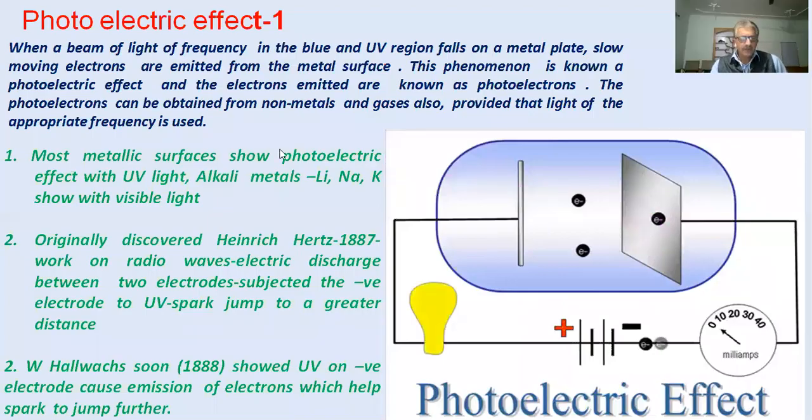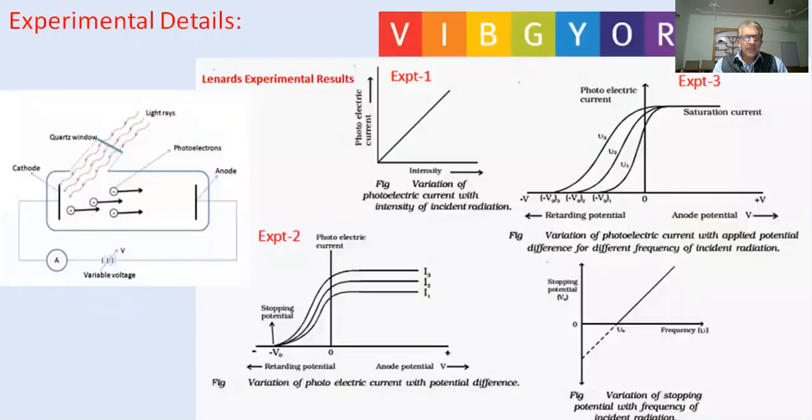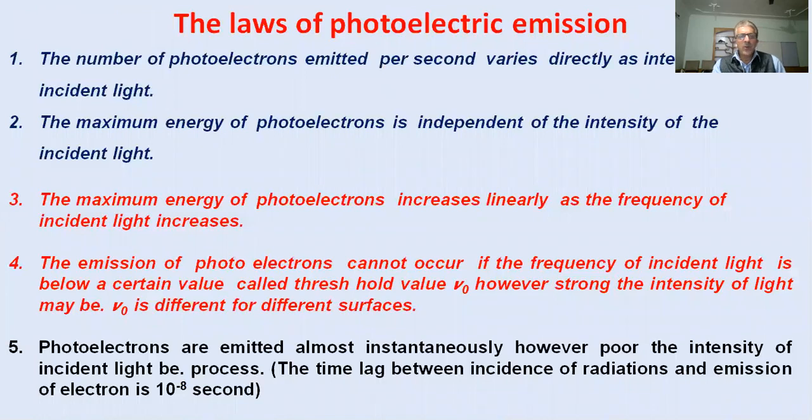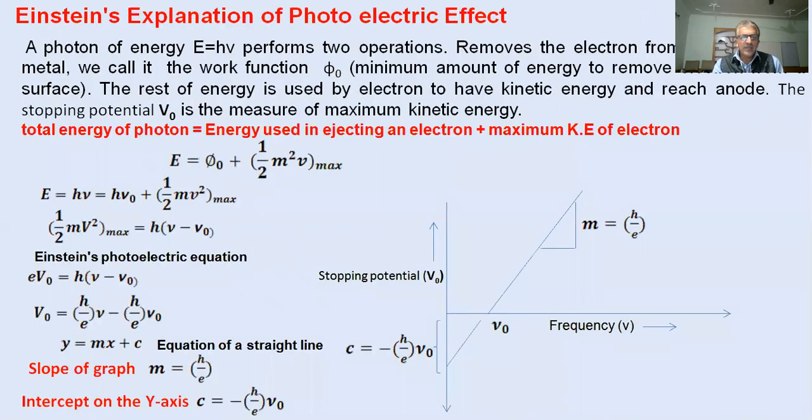Hello and welcome. In my last lecture, I discussed the photoelectric effect, the experimental details and results, and I also discussed the laws of photoelectric emission. Now today in this lecture, I'll be discussing why classical theory fails to explain photoelectric emission, and then I'll be discussing how the photoelectric effect was explained by Einstein.